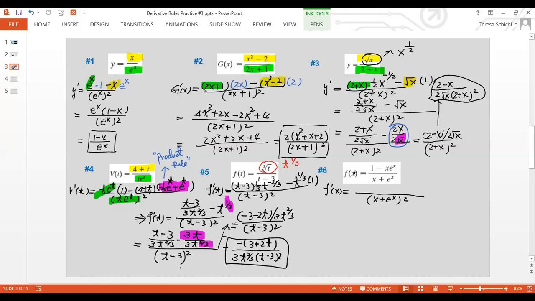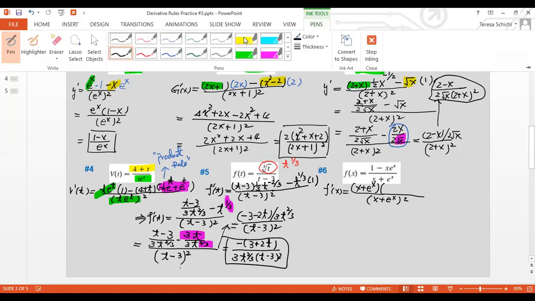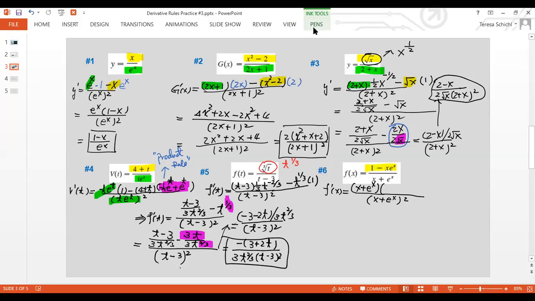Okay, so now keep the bottom, x plus e to the x, and the derivative on the top. Be very careful, the derivative on the top here, right? So this is 1 minus x e to the x. So for 1, the derivative will be 0. So then in here, you need to use the product rule again. Hold the first one and take the derivative of the second one, then hold the second one and take the derivative of the first one. So it's e to the x here.